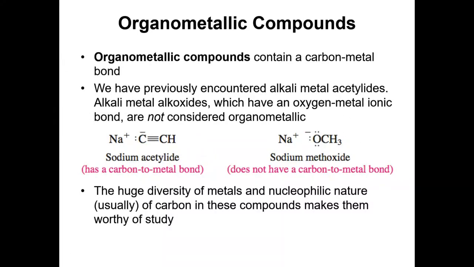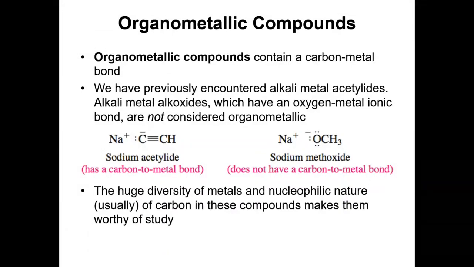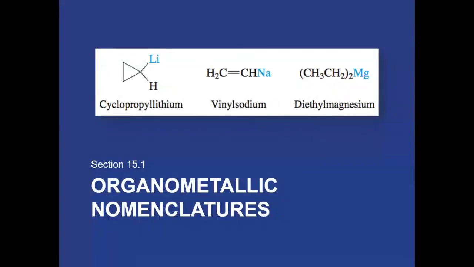And there's a huge diversity of metals, and the nucleophilic nature of the carbon in organometallic compounds makes them very interesting to organic chemists. That's the reason why organometallic compounds are interesting. But in this chapter, we're going to learn a relatively simplified version of organometallic compounds. We're mainly learning organolithium, organomagnesium, and organocopper. Only those three kinds of organometallic compounds. Okay?